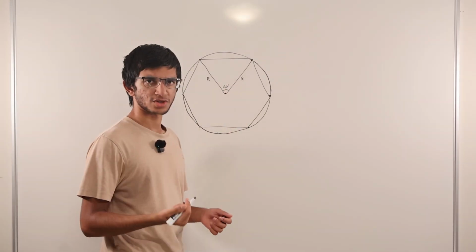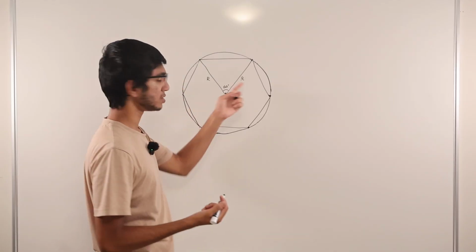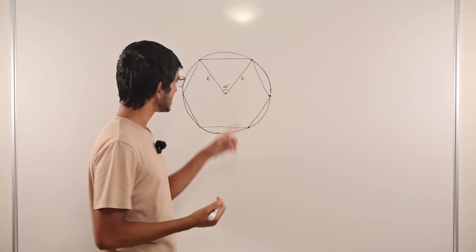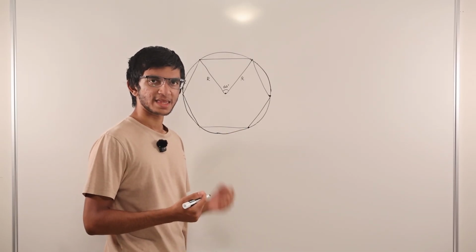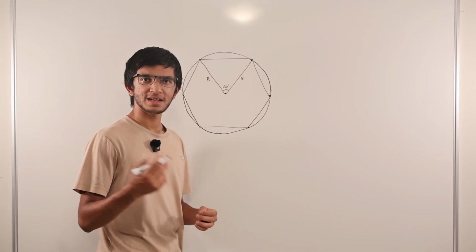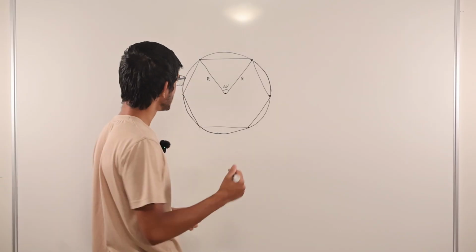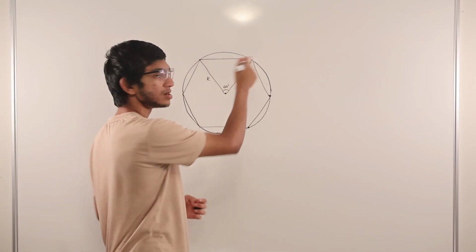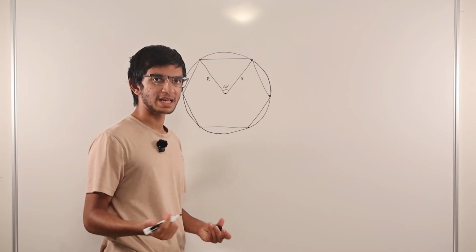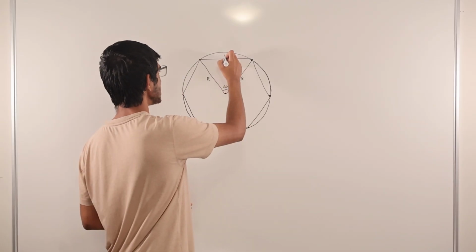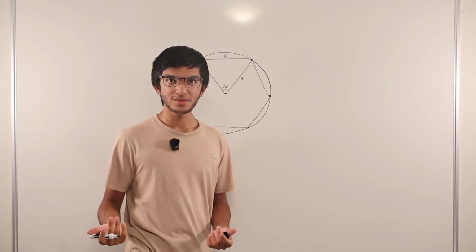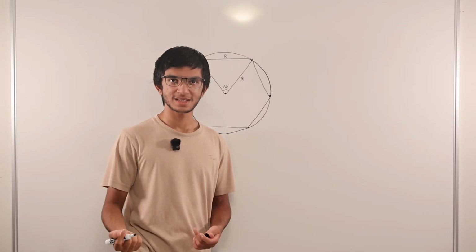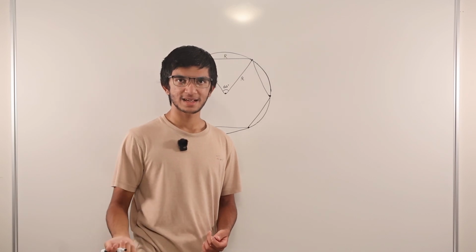If you have an isosceles triangle, a triangle with 2 equal side lengths, and a central angle, the angle between them, of 60 degrees, that triangle must be an equilateral triangle. So all the other angles are also equal to 60 degrees, and the other side is also equal to the radius. So now we know that the chord of 60 degrees is equal to the radius.